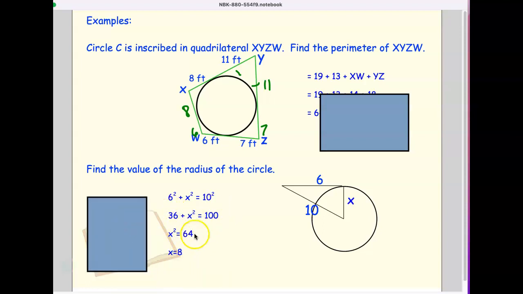100 minus 36 would give us 64, and then don't forget the last step of the Pythagorean theorem is always to square root. To get rid of that squared, we have to square root. That's the opposite. So the square root of 64 would give us 8. So that's how we would solve a problem like that.